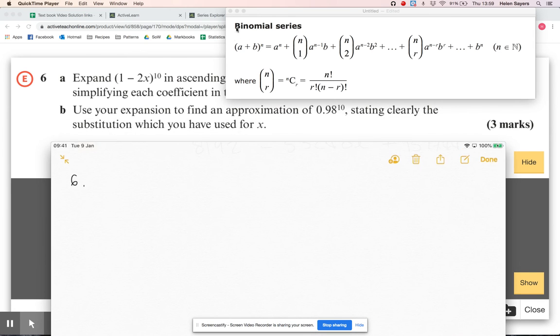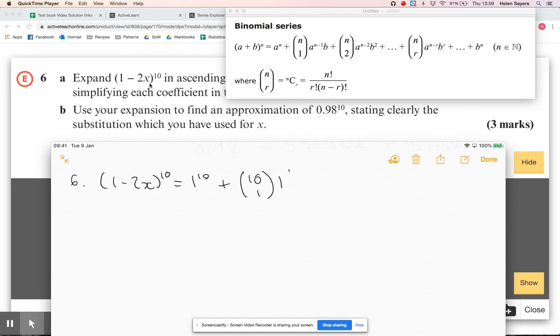So for us, comparing the general formula to what we're expanding, a is 1, b is minus 2x, and n is 10. So I'm doing 1 minus 2x to the power of 10. My first term is just going to be 1 to the power of 10, so you can just put 1 there. I'll put the powers in just so we can see the pattern, but obviously that is just going to be 1. Then 10 choose 1.